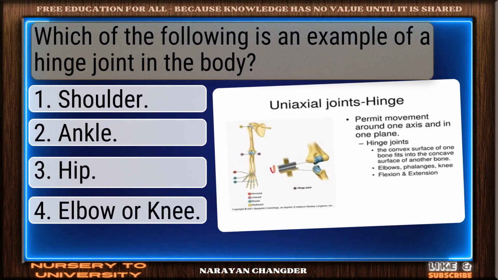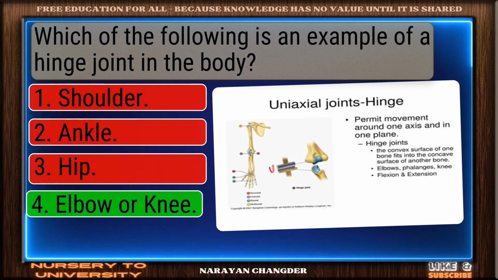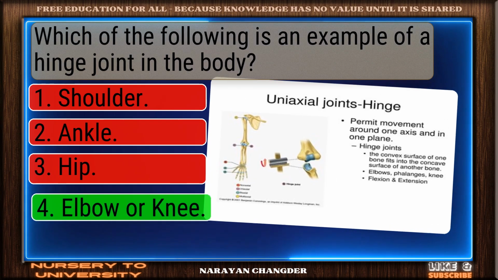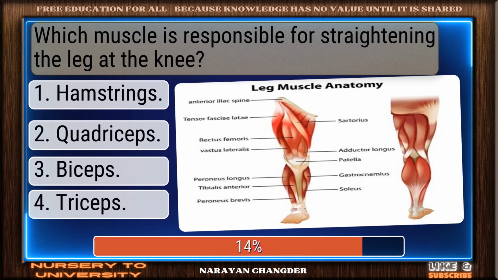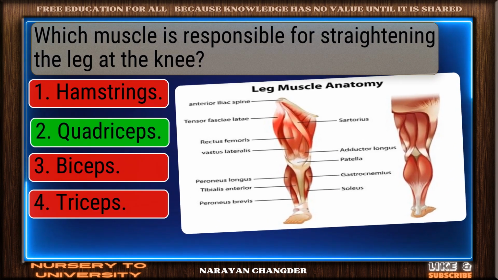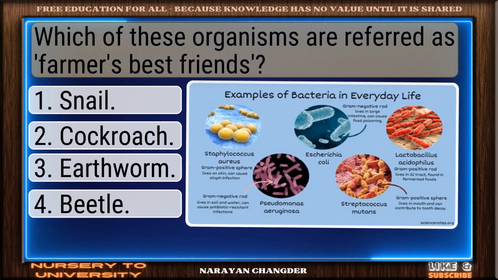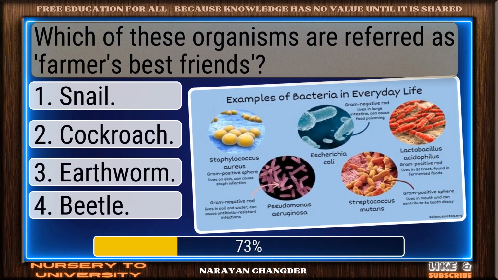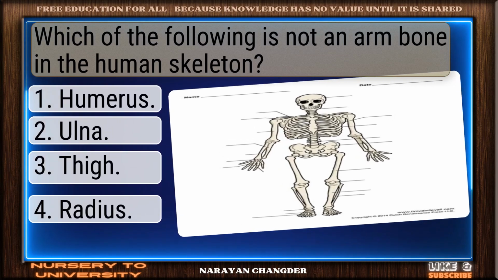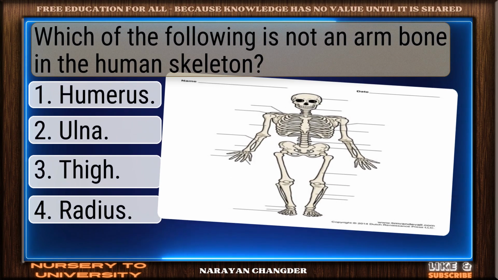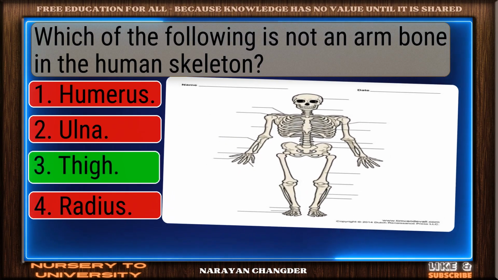Which of the following is an example of a hinged joint in the body? Good thinking. Elbow or knee is the right answer. Which muscle is responsible for straightening the leg at the knee? Right choice. Quadriceps is the best answer. Which of these organisms are referred to as farmers' best friends? Solid response. Earthworm is a valid choice. Which of the following is not an arm bone in the human skeleton? Smart move. Thigh is an accurate answer.